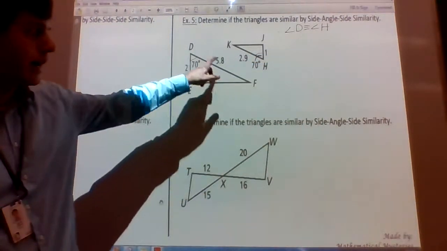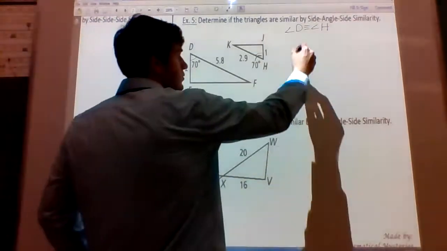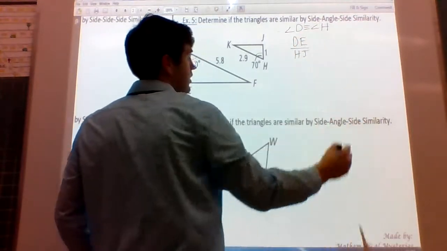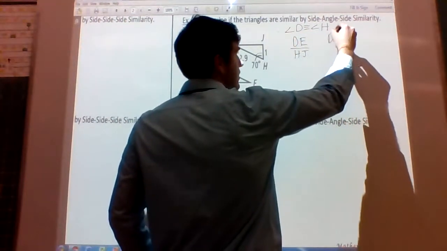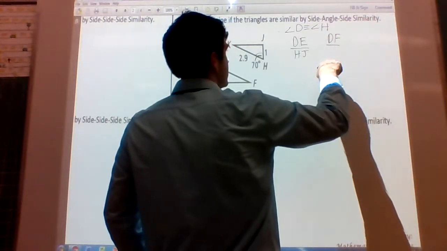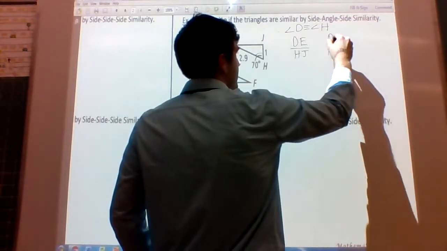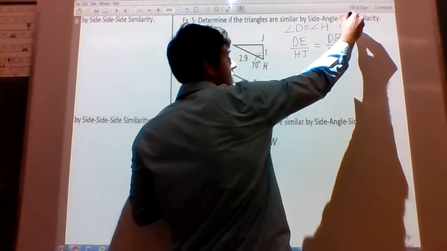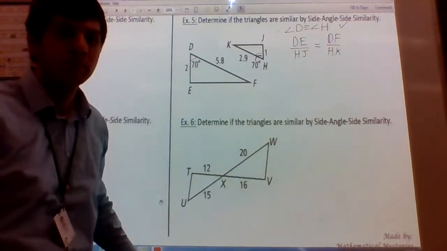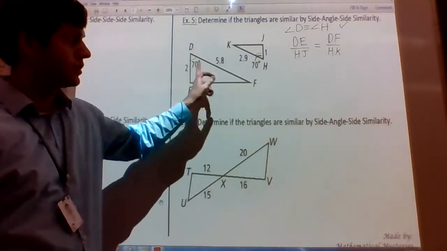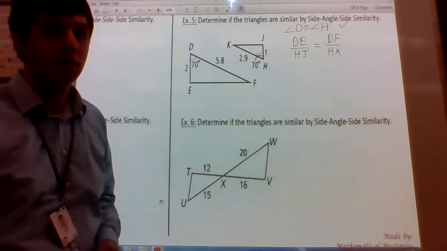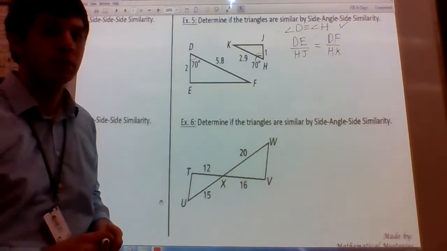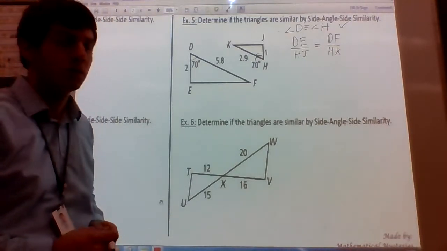And then we look at our sides. So we know DE corresponds with HJ. And we know DF corresponds with HK. Okay, so we already know that the angles are congruent, and that's the angle between these two sets of sides. So we need to show that those two pairs of corresponding sides are proportional, meaning we need to show that their ratios are equal.